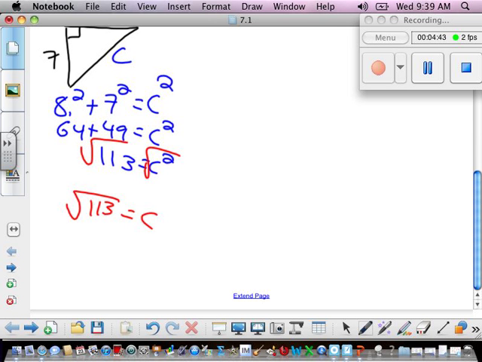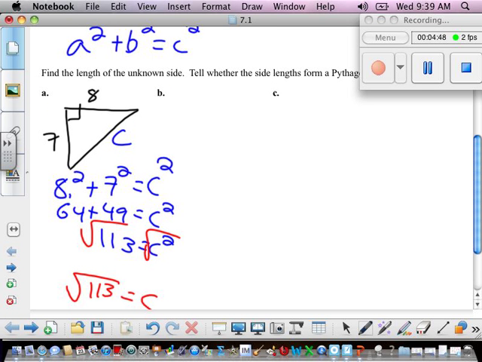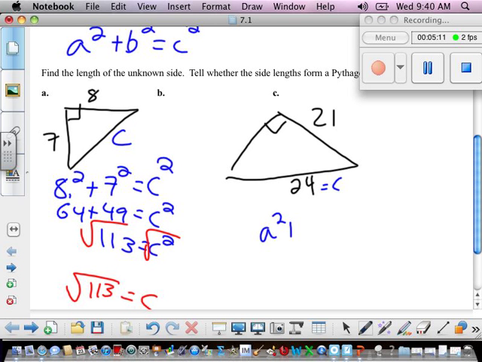Okay. Let's look at B. I don't think we need to do all 6 of these, but I do want to do at least 3. So let's look at B and C, and then we'll be done with example 2. Most important thing. What side is C? Is it the unknown? Is it 21 or is it 24? 24 equals C. So I'm going to say a squared plus 21 squared equals 24 squared.